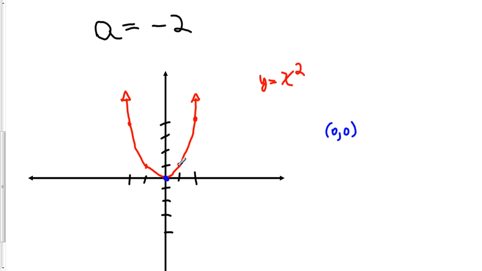This point right here, (1, 1). Well, if I multiply the y value of (1, 1) by -2, I get (1, -2). So that would be where this point would be stretched to. It would be twice as far from the x-axis, but it would be underneath the x-axis because it's negative. And also, because of symmetry, on the other side, when x is -1, y is also going to be down here at -2.